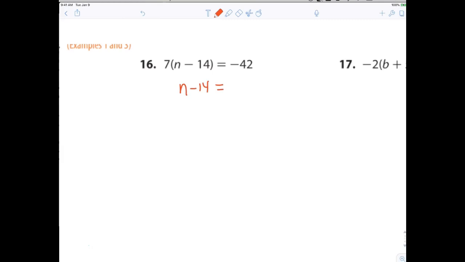If you divide 42 by 7, it equals, is it what? Is it 6? Yes. Positive or negative? Negative. Yes, sir. Thank you. Negative 6. And then you add 14. That's correct. What's negative 6 plus 14? 8. Take your time. Eight. That is correct. Thank you very much. N equals 8.